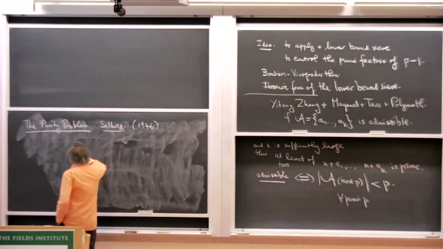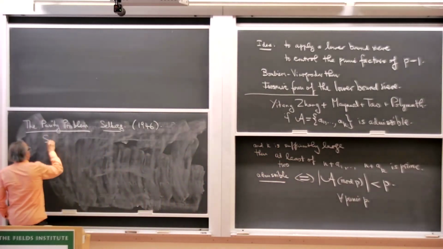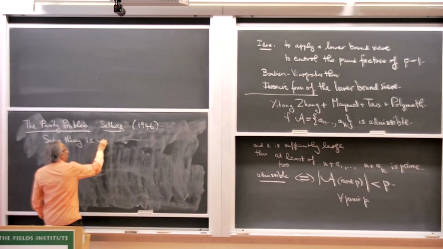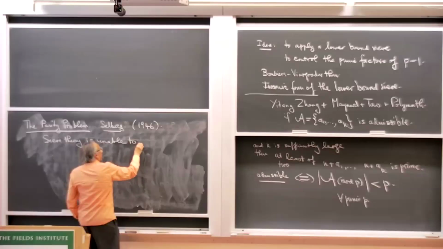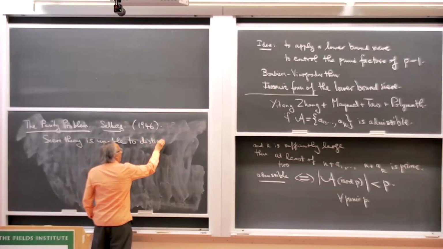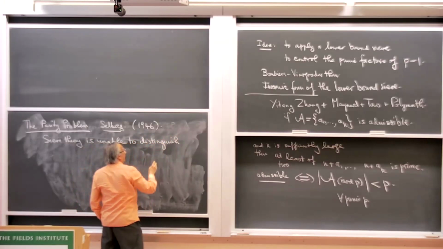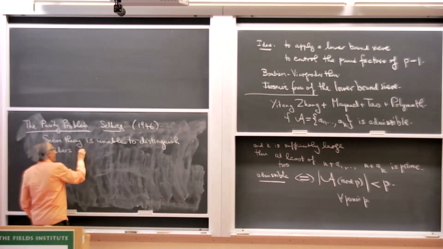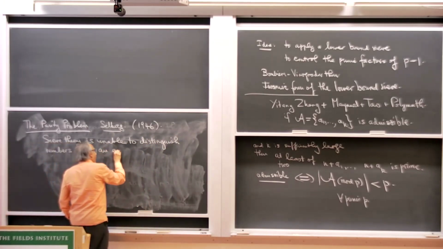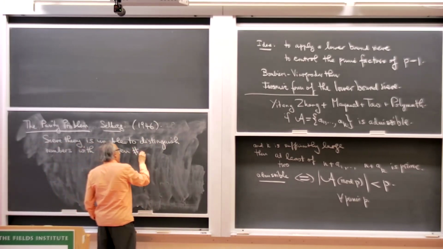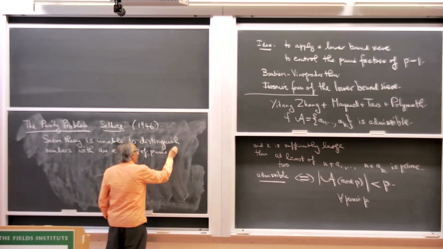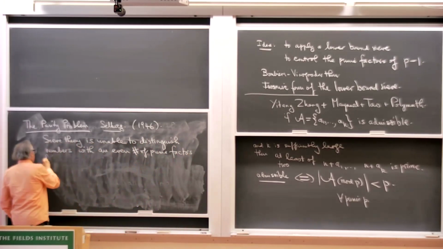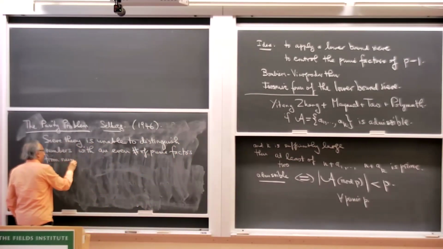So Selberg's remark is sieve theory is unable to distinguish numbers with an even number of prime factors from numbers with an odd number of prime factors.